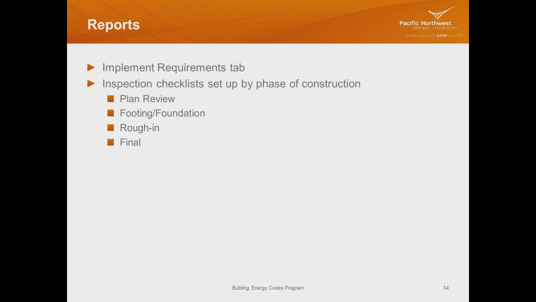So what else does the requirements tab have, and kind of how is it set up? The code requirements in the requirements tab are really set up based upon phases of construction for inspections, and those are written in the actual IECC, those phases of inspections as well. So there's a plan review section, there's a footing and foundation, and rough in, and then final. And that's kind of how we've set it up in the requirements tab as well. So you'll see those as you start moving through and you're confirming that you're meeting the other provisions.